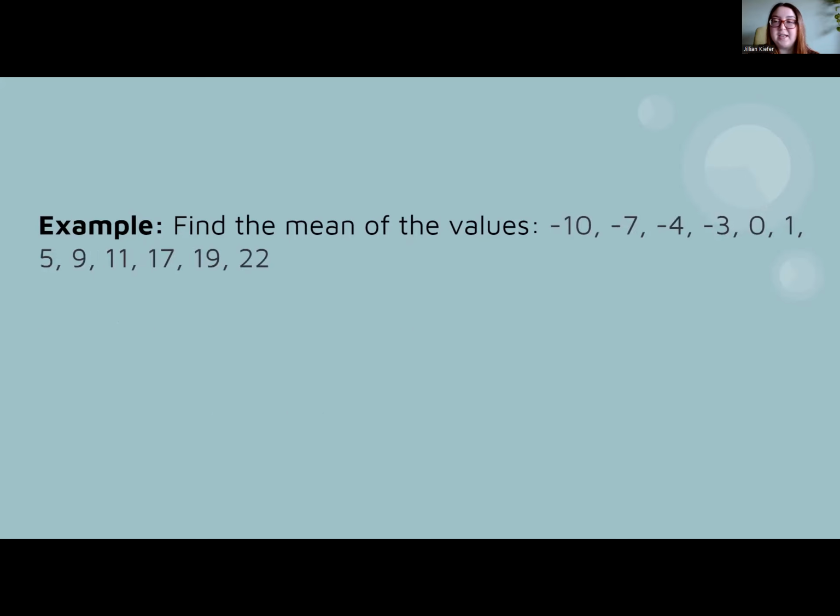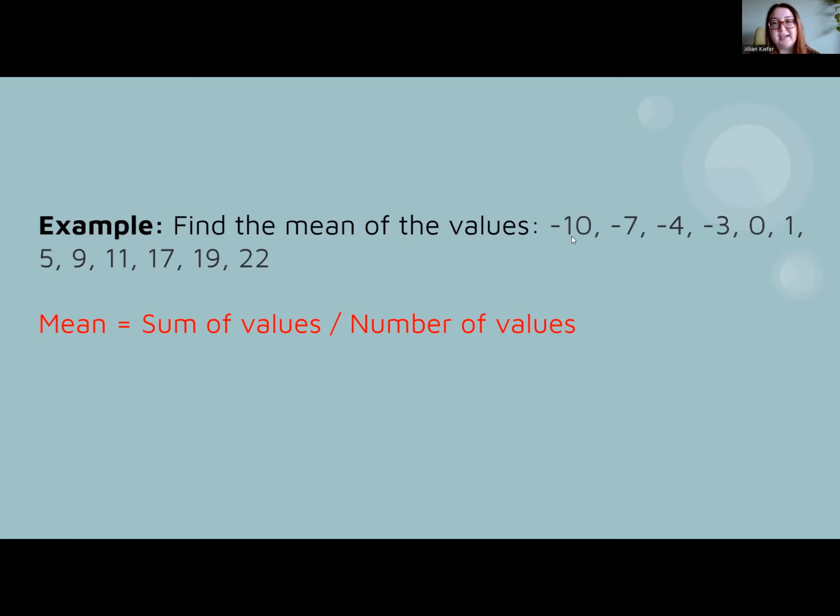Now we have -10, -7, -4, -3, 0, 1, 5, 9, 11, 17, 19, 22. So we're going to find the mean of these values as well. Same as last time, it's going to be the sum of the values divided by the number of the values.